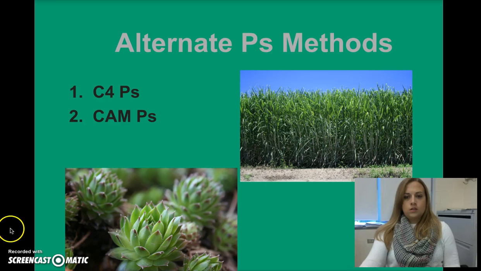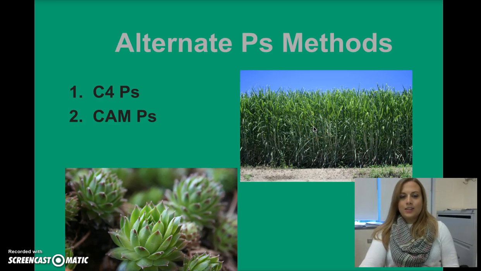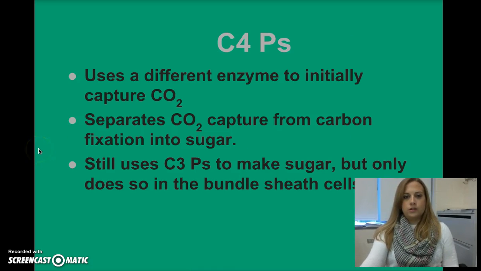So this first picture here, this is sugarcane. This is an example of a plant that does the C4 photosynthesis. And then we also have some succulents down here, and these are plants that use the CAM photosynthesis.